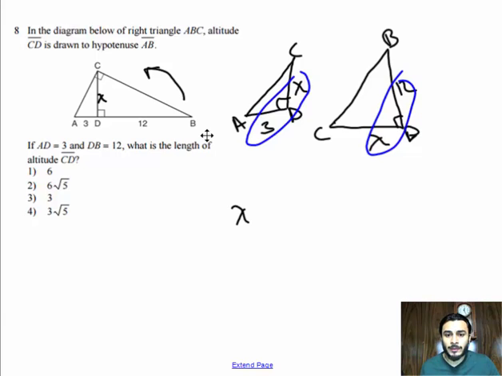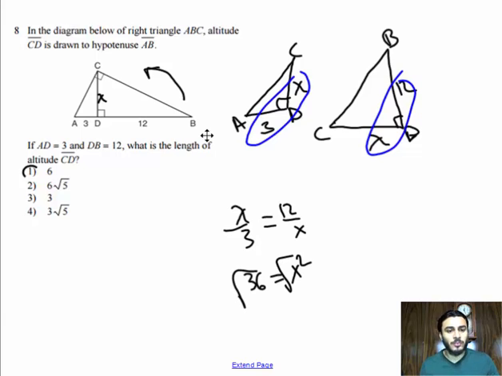And I will get X over 3 equals 12 over X. So you get 12 times 3 equals 36. X times X equals X squared. You'll have to square root both sides. So the answer is choice 1.